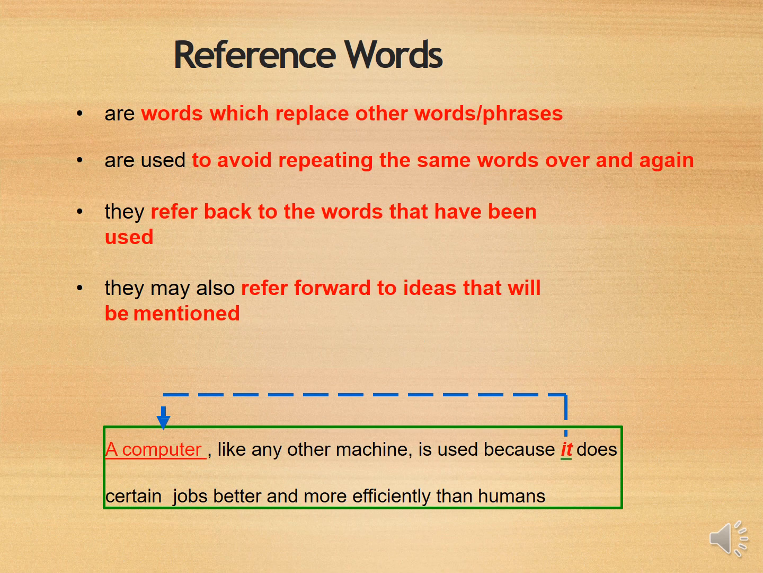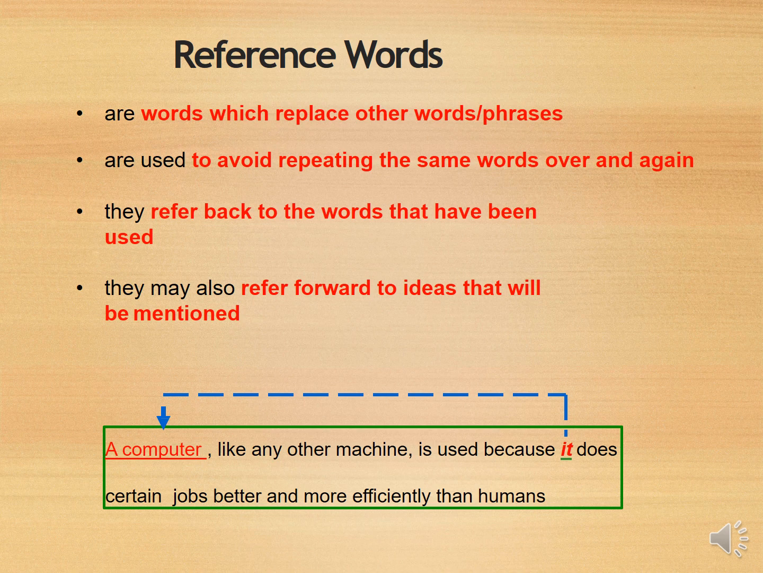So this is the definition of reference words. Reference words are words which replace other words or phrases in the reading text, and it is used to avoid repeating the same words over and over again. For example, if the text is talking about pollution, you may need to replace the word pollution with other words, which we call reference words, so that you don't have to keep on repeating the word pollution over and over again in the passage. Reference words refer back to the words that have been used, and they may also refer to ideas which will be mentioned.